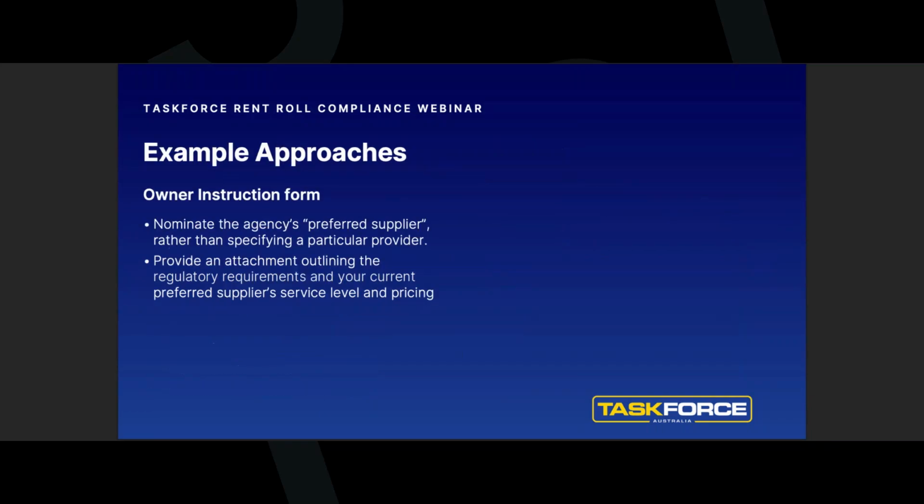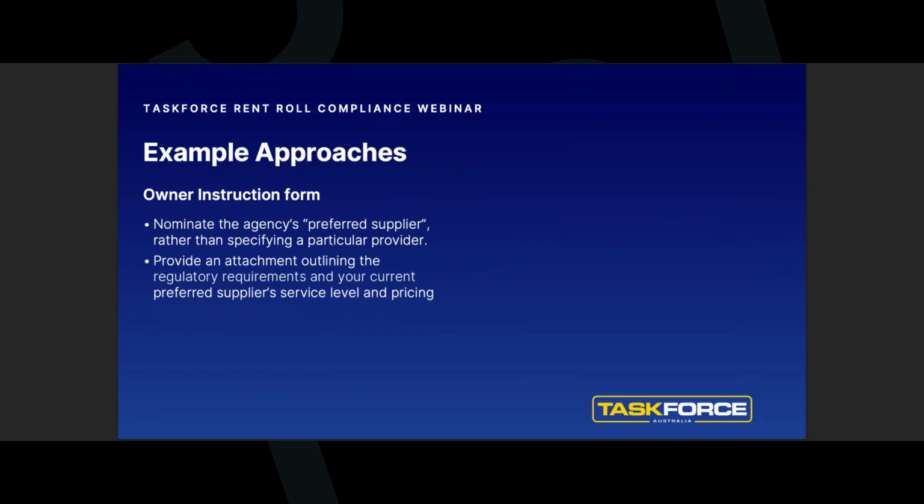Now, I'm going to give you a couple of examples, just going into them a little bit more. We won't take too much time on this, but as I mentioned before, on the owner's instruction form, one of the best approaches that I've seen out there to date is just nominating that the agency has a preferred supplier, and that you look at that preferred supplier and review that preferred supplier to make sure the owners are getting the best return on investment.